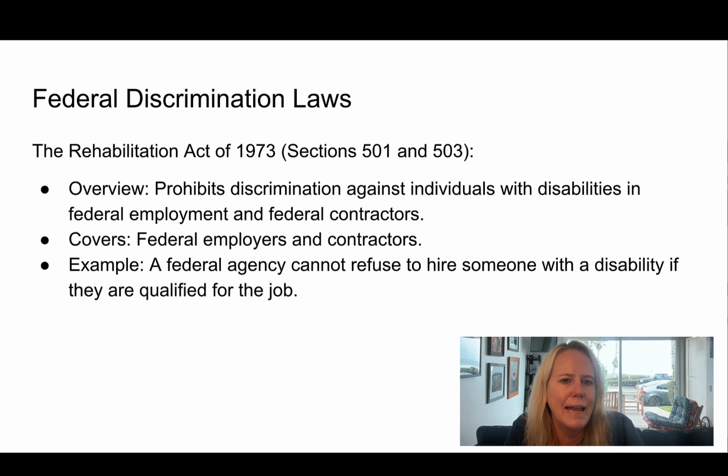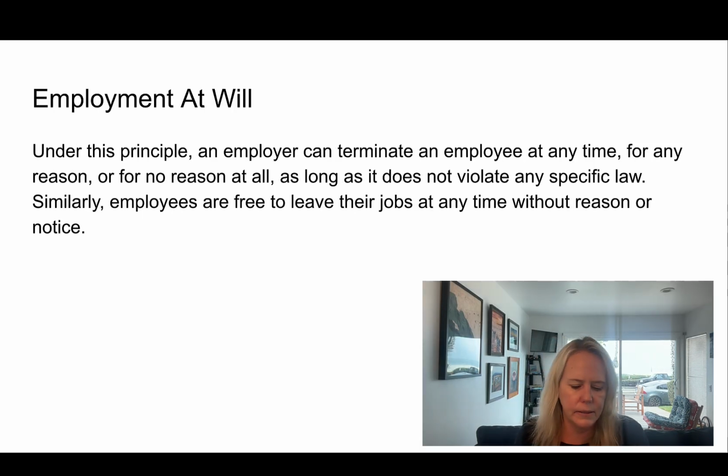The Rehabilitation Act of 1973 prohibits discrimination against individuals with disabilities in federal employment and federal contractors. So this is specifically for federal agencies and basically says that they can't refuse to hire somebody with a disability if they're otherwise qualified for the job. So that was your basic federal discrimination overview.